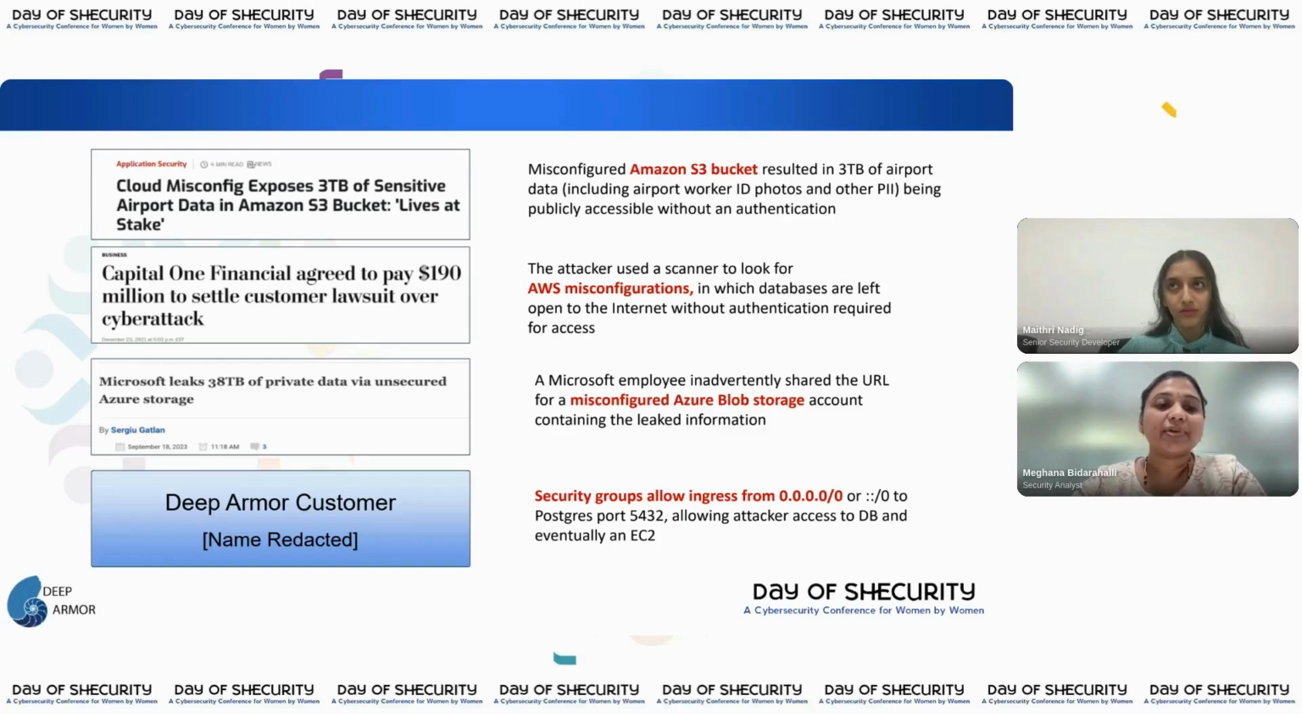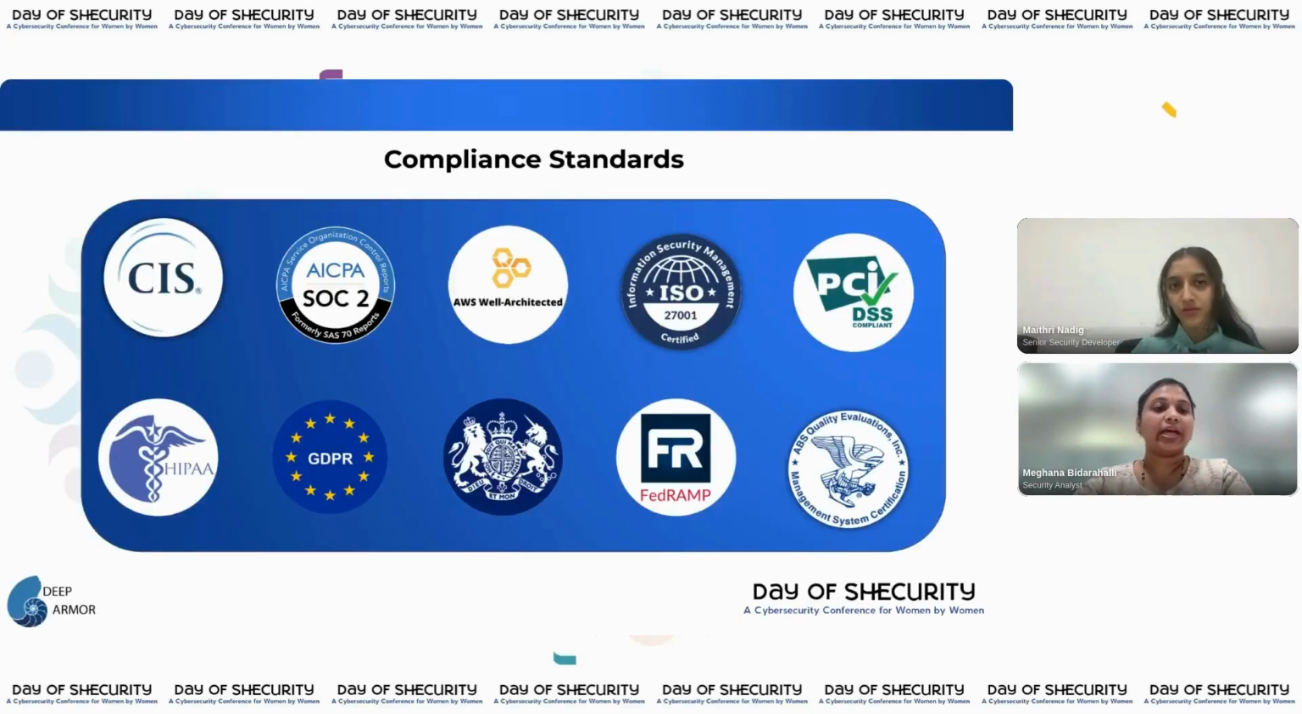Also, Deep Armor's cloud infrastructure customer had a similar misconfiguration in which port 5432 was open for attackers to access the DB. As we saw, a lot of money as well as data is being compromised due to misconfiguration in the cloud.